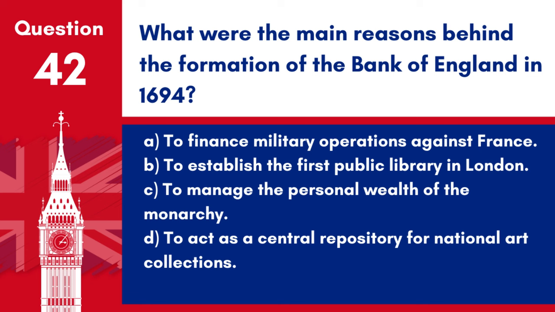Question 42. What were the main reasons behind the formation of the Bank of England in 1694? A. To finance military operations against France. B. To establish the first public library in London. C. To manage the personal wealth of the monarchy. D. To act as a central repository for national art collections.